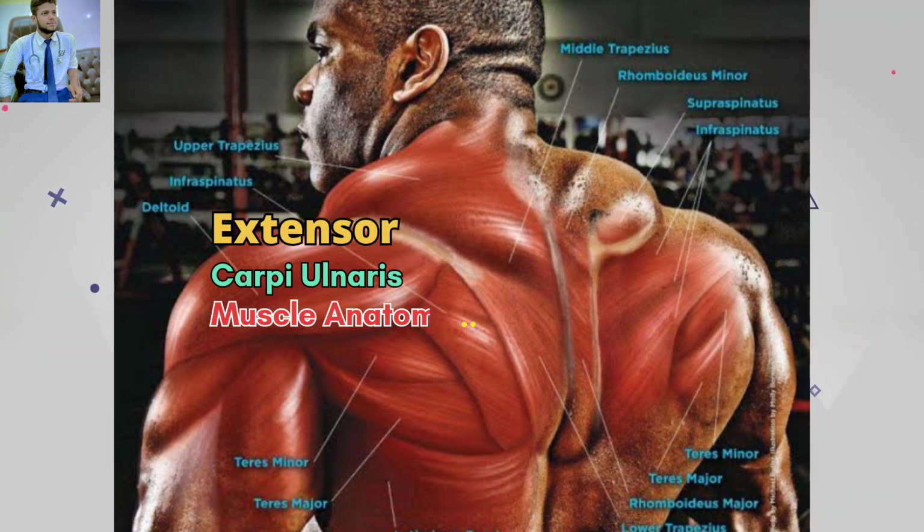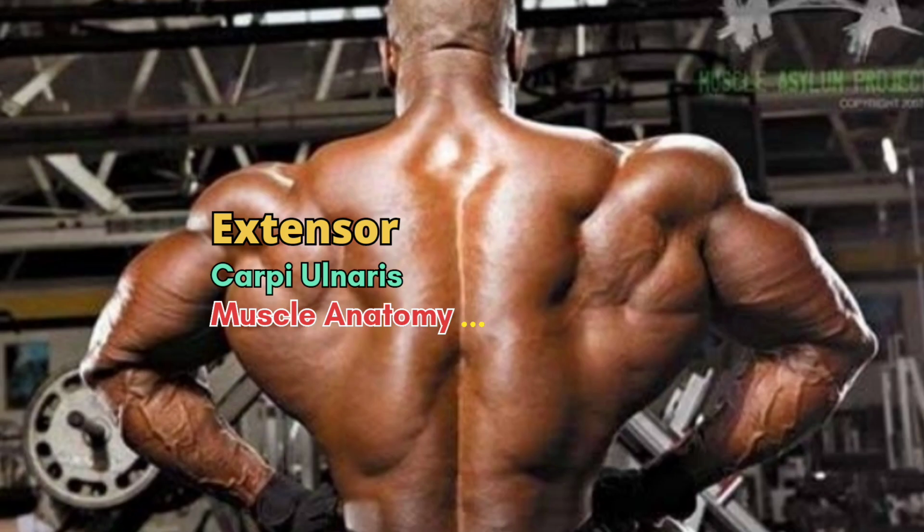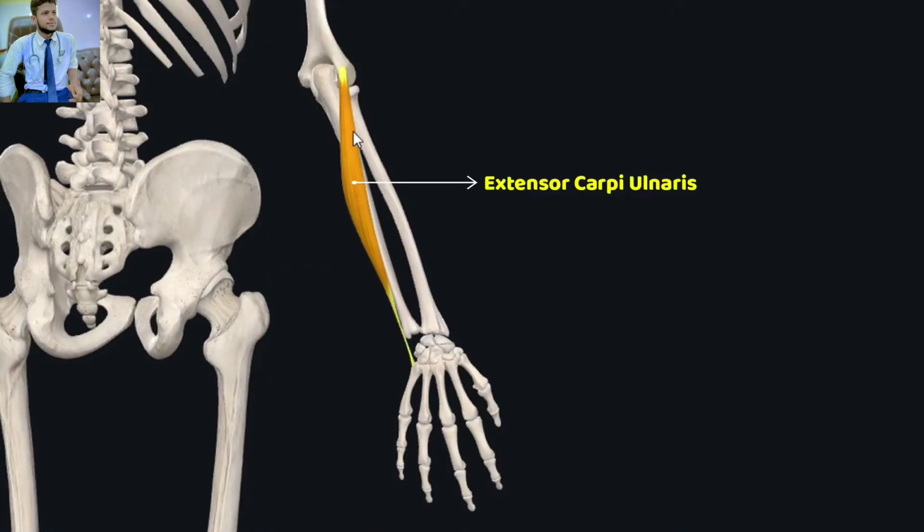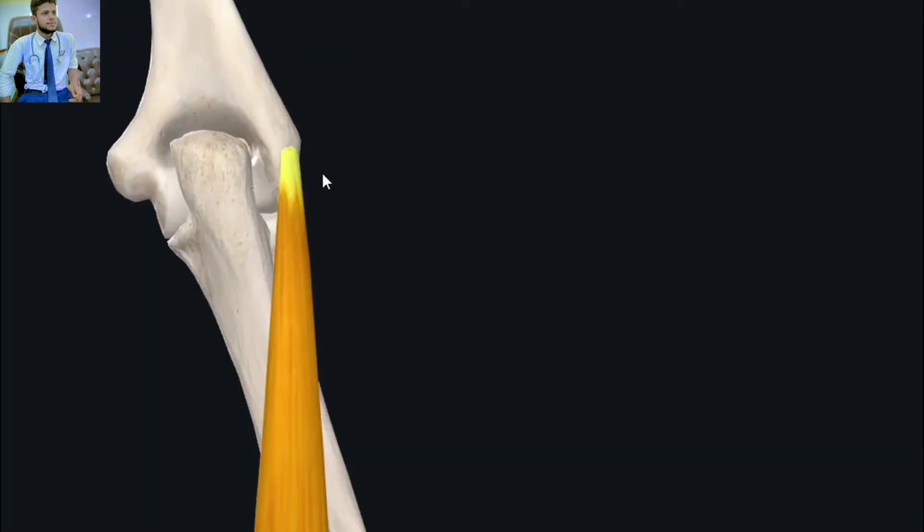Firstly, we will talk about the extensor carpi ulnaris muscle. Extensor carpi ulnaris muscle is the muscle of the forearm. This extensor carpi ulnaris muscle is present at the posterior compartment of the forearm. This muscle is also called an extensor muscle of the forearm, and it is one of the superficial muscles of the posterior compartment of the forearm.